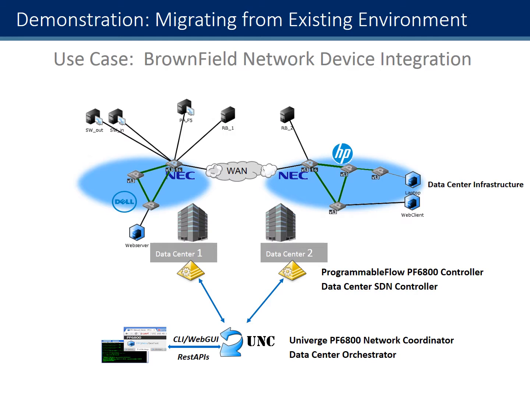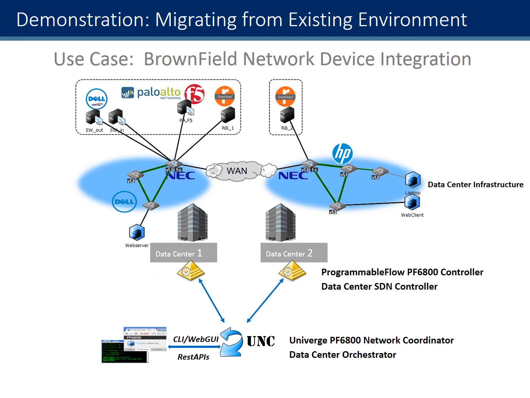NEC's Data Center Orchestrator lets you set service chaining policies from brownfield devices via programmable interfaces such as GUI, CLI, and REST APIs. The configuration would be propagated to the SDN controller at each data center automatically. Then the SDN controller will manage the SDN switch fabric for traffic steering with the brownfield devices such as firewalls, load balancers, WAN optimizers.